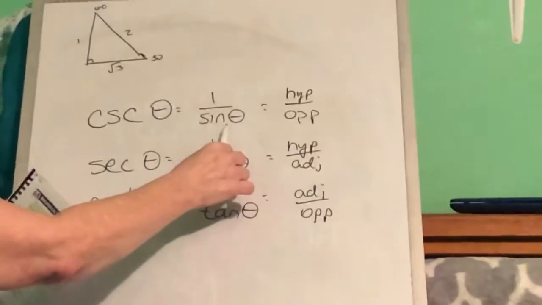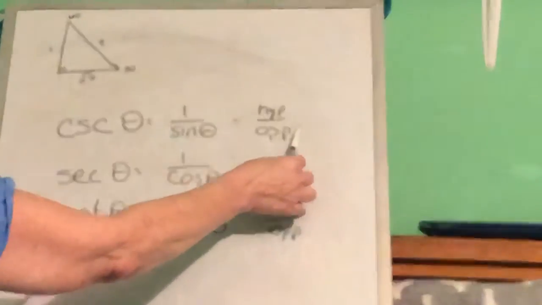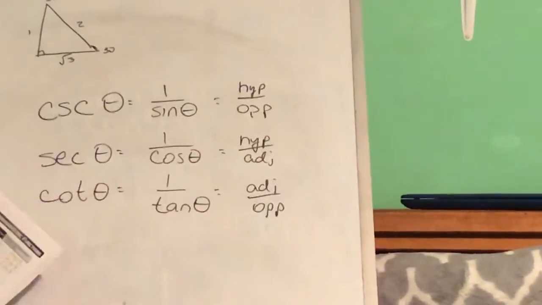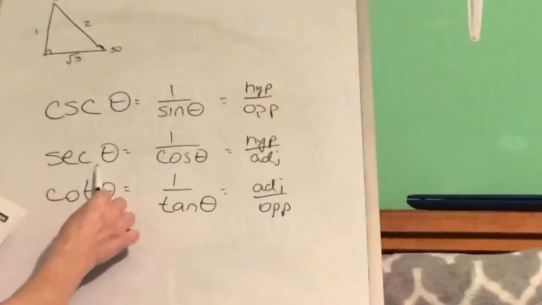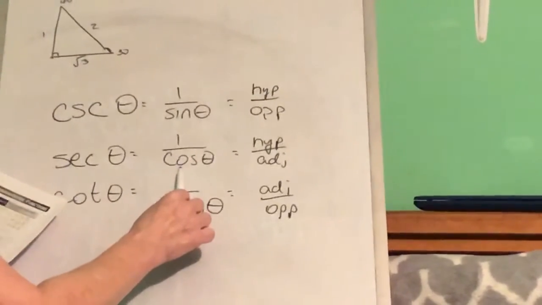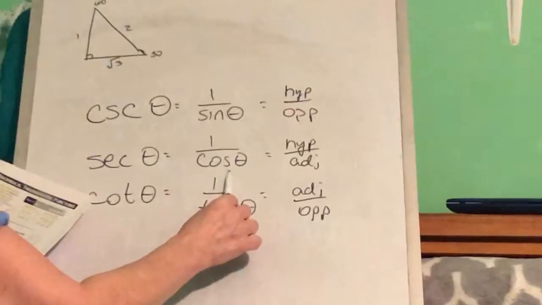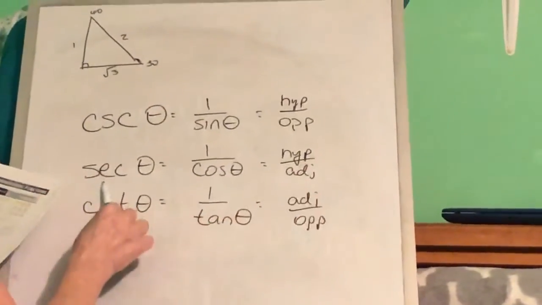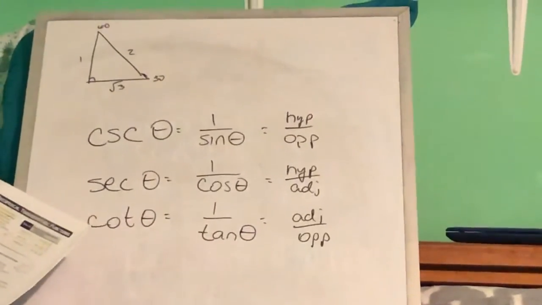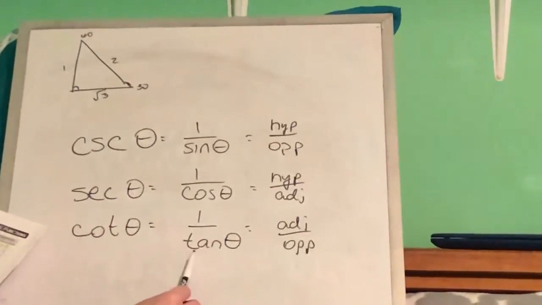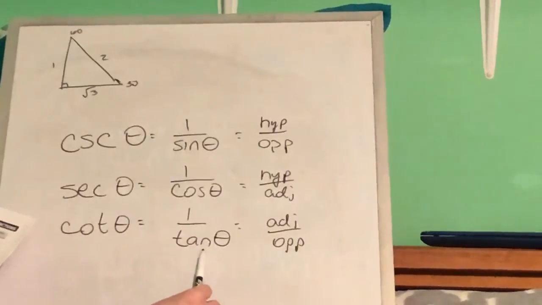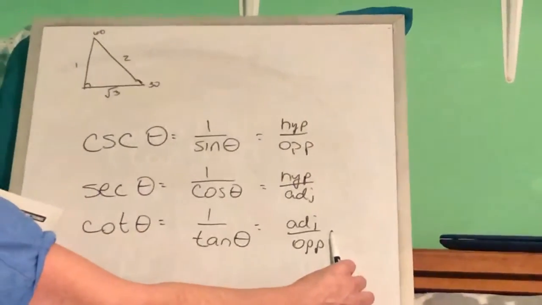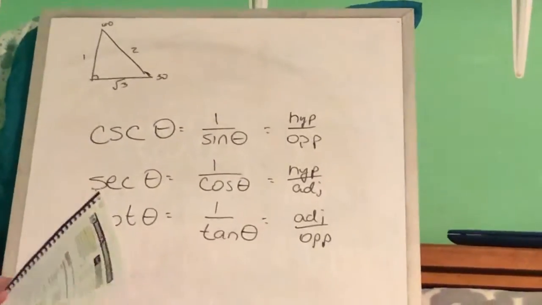Well, sine is opposite over hypotenuse, so what have we done? We've inverted it. Now the hypotenuse is on top and the opposite is on bottom. The secant of theta is the reciprocal function of cosine. Cosine is adjacent over hypotenuse, so if we flip that, secant is hypotenuse over adjacent. Cotangent is the reciprocal function of the tangent. Tangent is opposite over adjacent, so for the cotangent, we've flipped it, we've inverted it, we have adjacent over opposite.